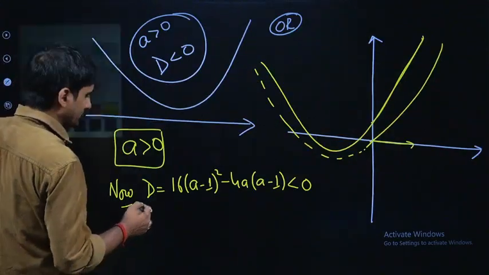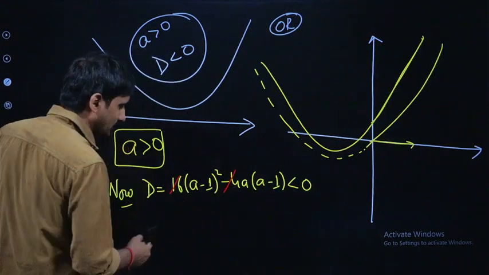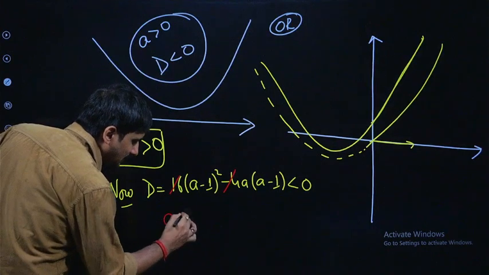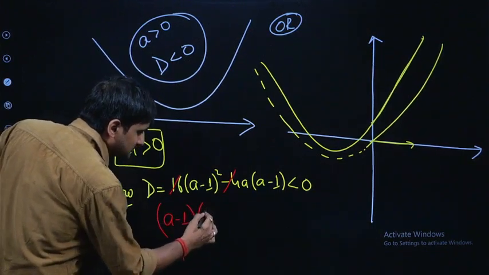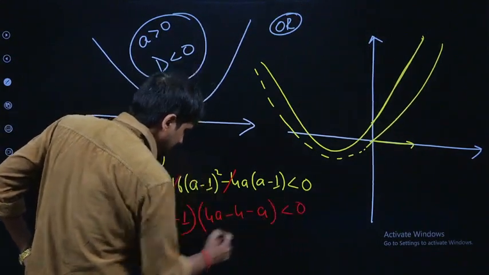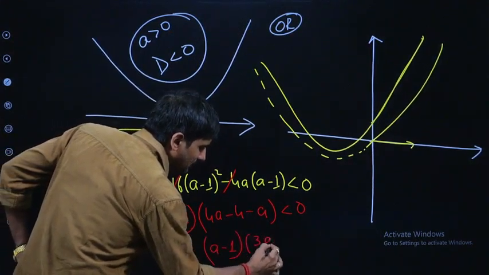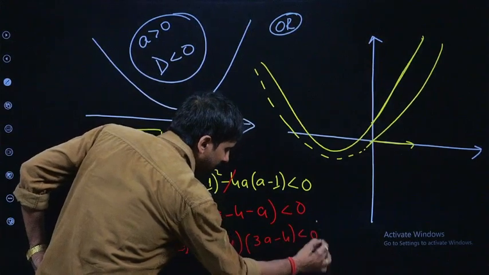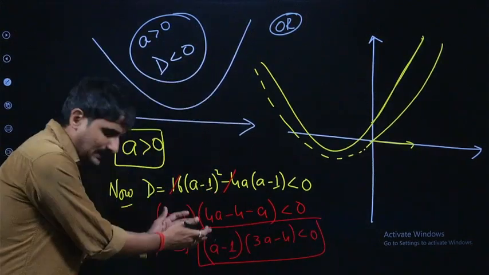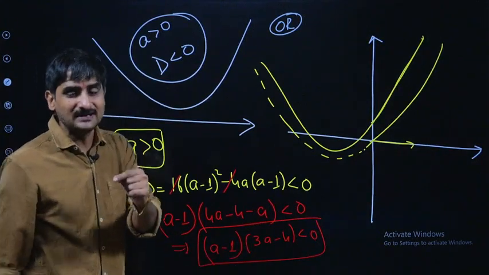Now what? So 4 we can remove because we have to solve an inequality. 4 is always positive, and we can take (a minus 1) as a common factor. So you get 4a minus 4 minus a should be less than 0. So (a minus 1) into (3a minus 4) should be less than 0. Now look at this inequality. Now the left hand side is again a quadratic in a.